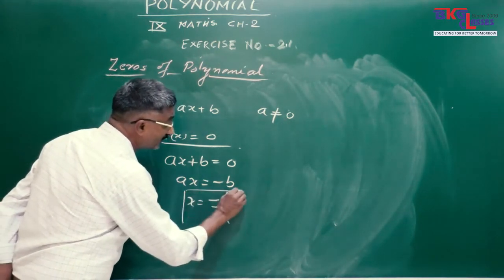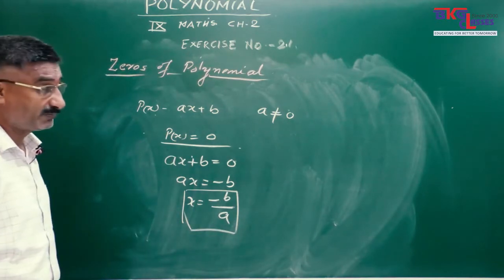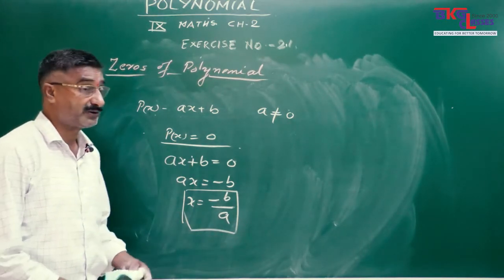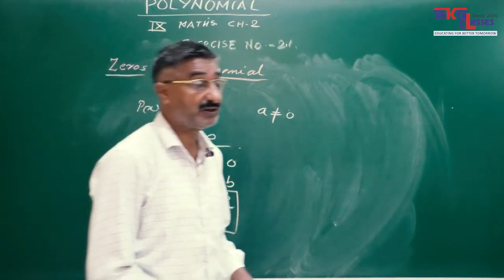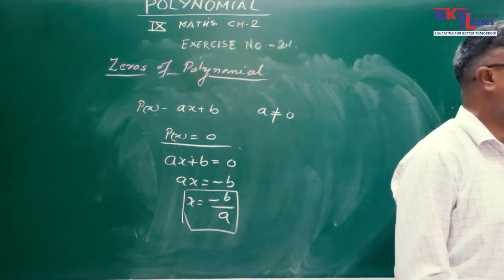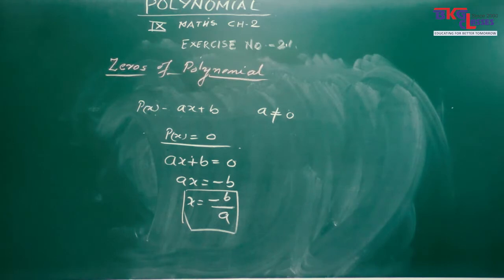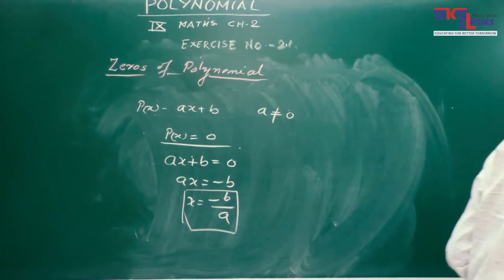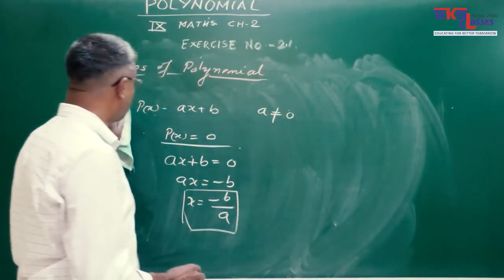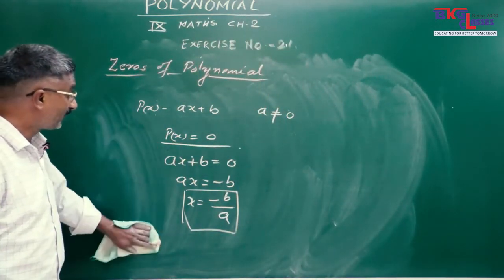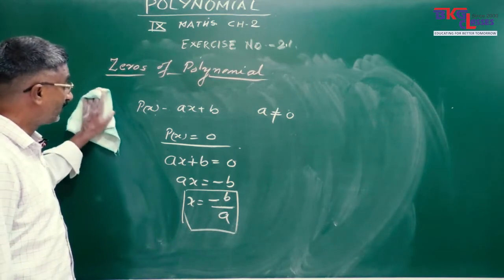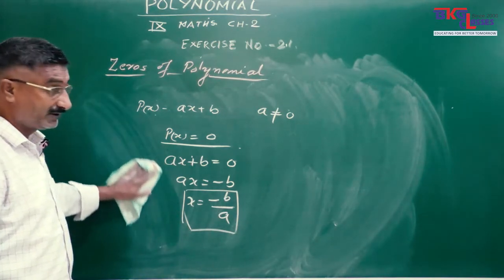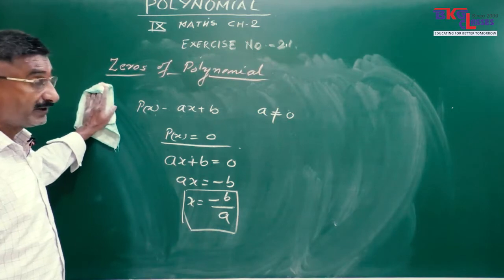So this is the root of ax plus b, or you can say this is the zero of the polynomial ax plus b, that is minus b upon a. So minus b upon a is the only zero of p of x. So a linear polynomial has one and only one zero. This is the statement we are getting: the linear polynomial equation will have only one zero. There will not be a number of zeros.